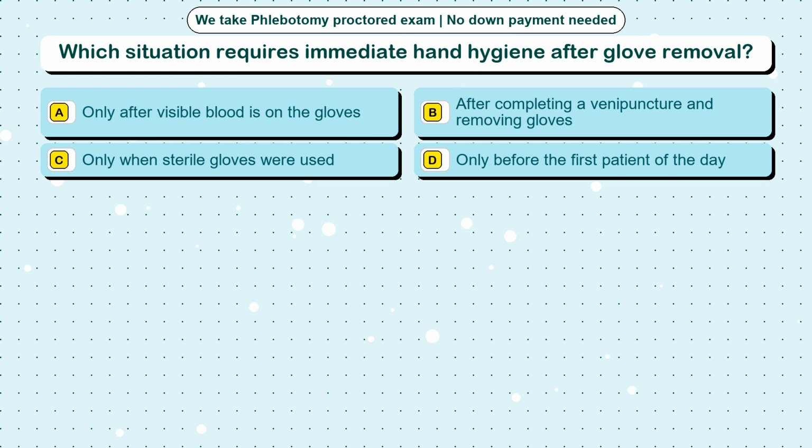Question 4. Which situation requires immediate hand hygiene after glove removal? Option A. Only after visible blood is on the gloves. Option B. After completing a venipuncture and removing gloves. Option C. Only when sterile gloves were used. Option D. Only before the first patient of the day.